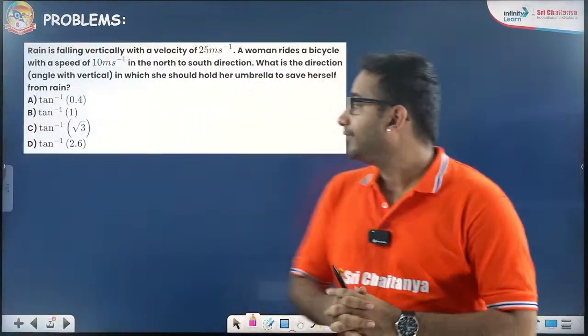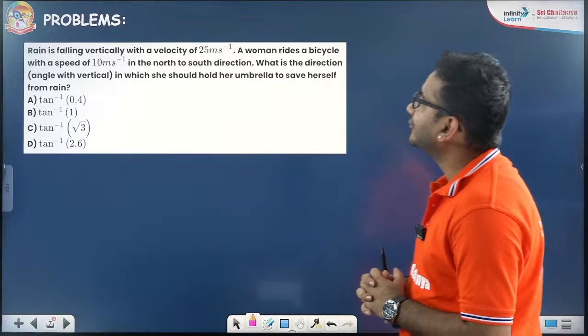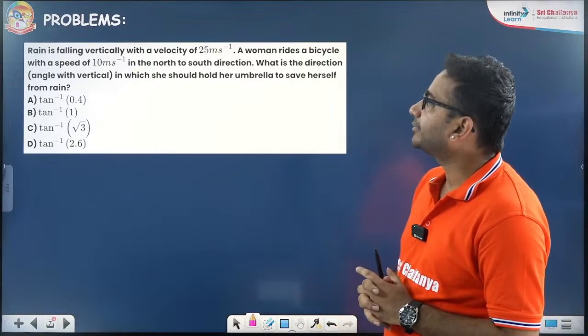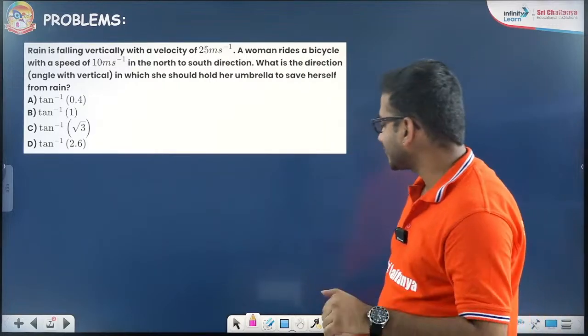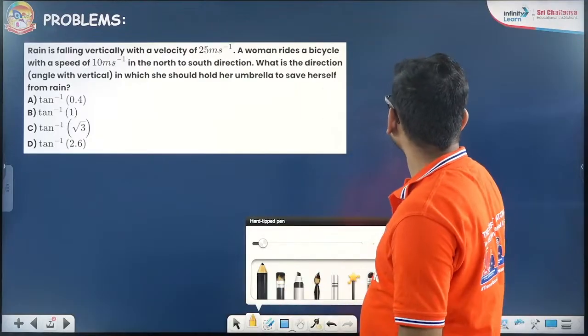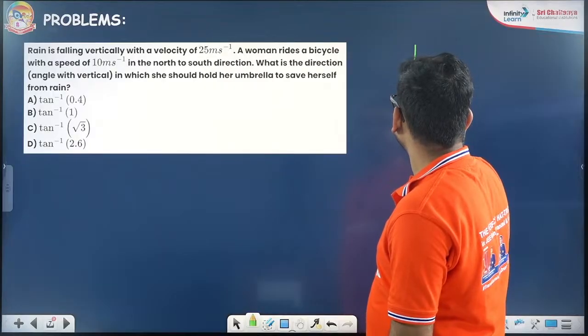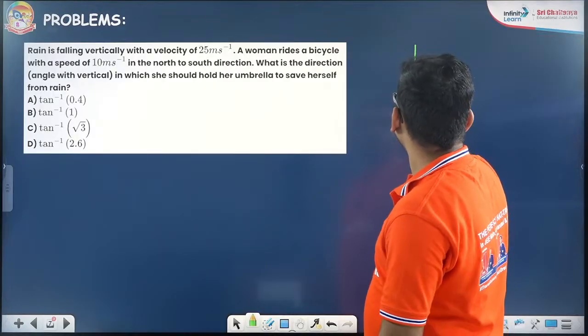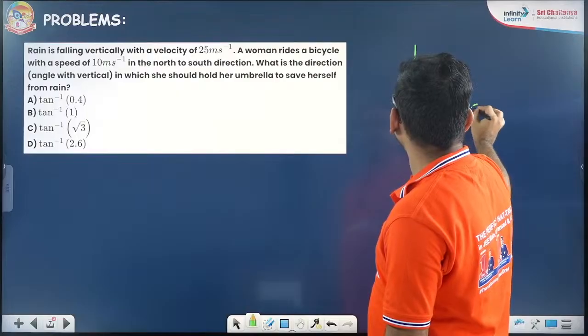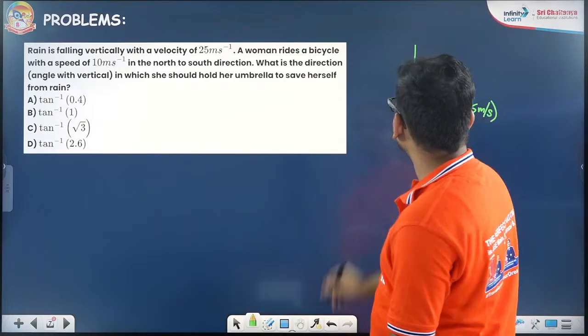Rain is falling vertically with a velocity of 25 meter per second. It is already given that rain is falling vertically at 25 meter per second. So I'll just represent it diagrammatically. This is velocity of rain with respect to ground, and that is 25 meter per second. Take care of the units also.